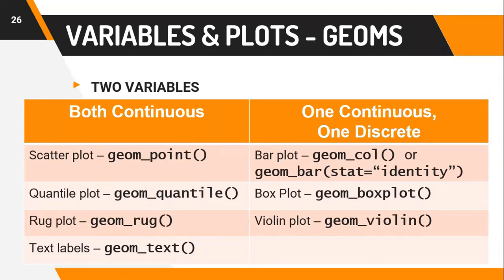So when we specify that in the ggplot function, we give it the data, we give it the x-axis, we give it the y-axis, then we now need to look at the nature of these two variables. If they are both continuous, then these are the geometries or the plots that you can create for it. So we have a scatter plot, we have a quantile plot, we have a rug plot, and then we have text labels. Now, I will show you the text labels. It's not really a plot, but sometimes for scatter diagrams, you see text labels right there. But I'll show you how that is also done there. Then afterwards, we will come and look at when one is continuous and one is discrete. So let's look at both continuous, right?